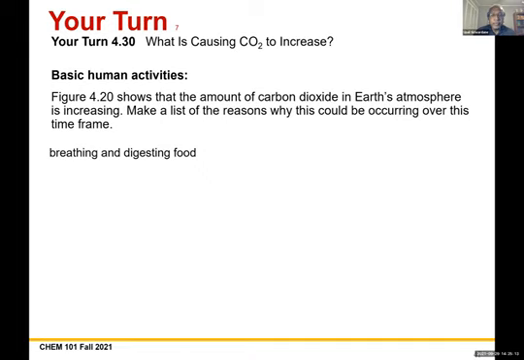Breathing and digestion of food create carbon dioxide. Of course, plants and animals take in oxygen and produce carbon dioxide.